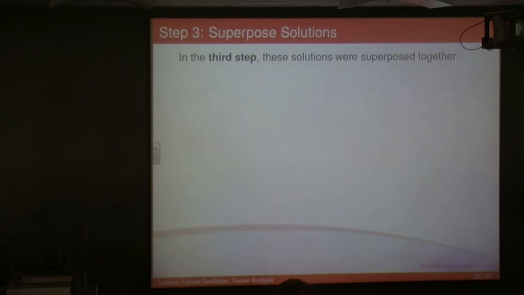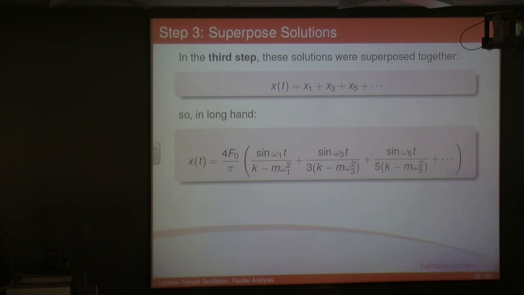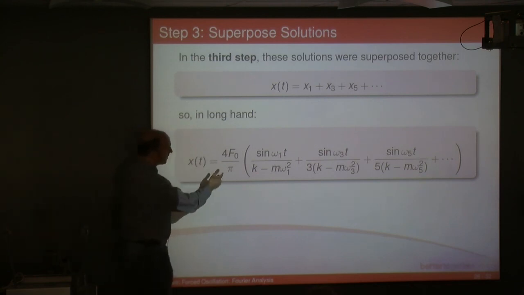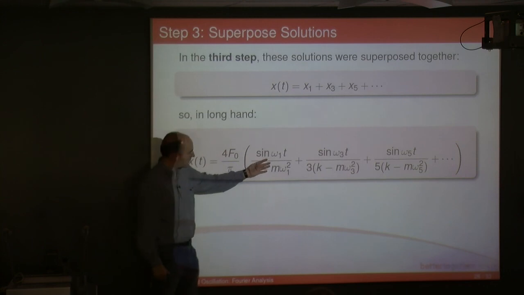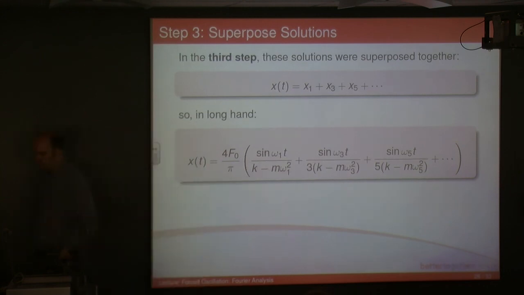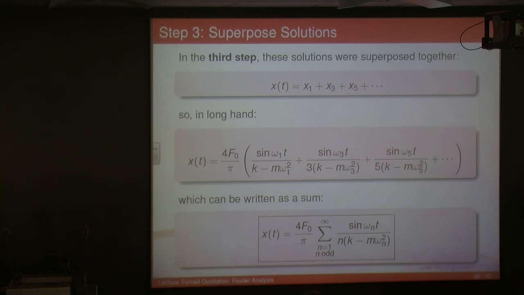And then to get the response, you add them all up together. So you x1 plus x3 plus x5, and you end up looking in longhand like this. So those are those three terms just added together. The common feature was this bit. The bit that changed was the bit in the brackets. And obviously we can write this as a sum, which is where that comes from.